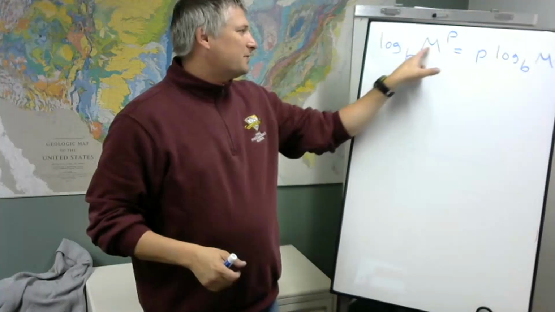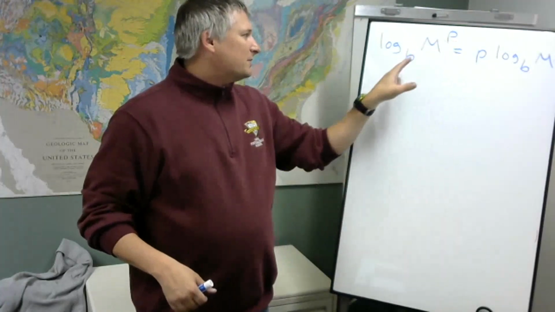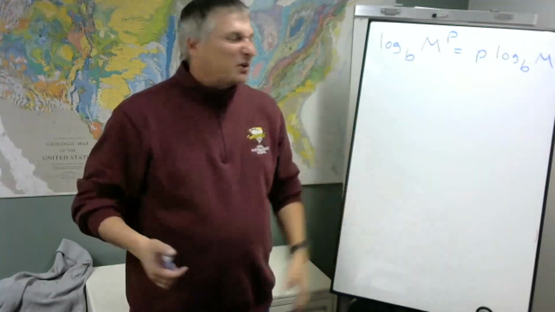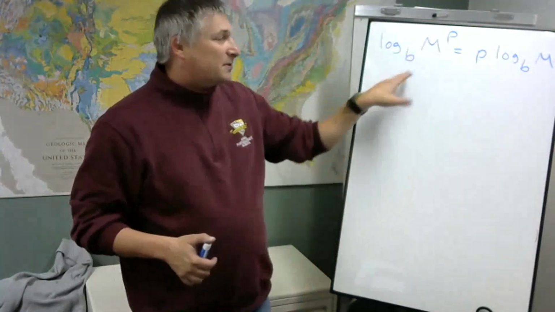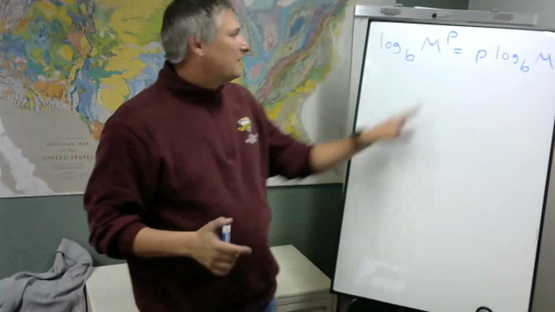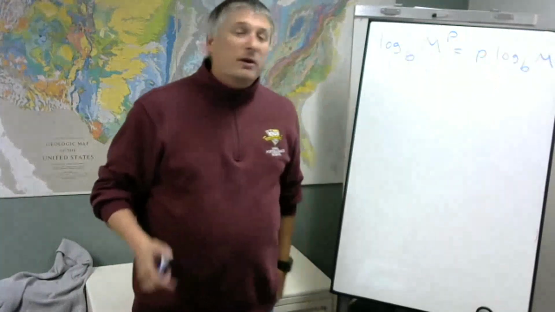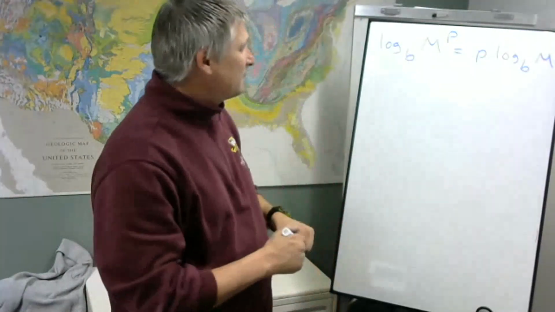It's when the two bases are the same that things cancel. But when it's the exponent itself and the base, that doesn't matter. It's only when the two bases are the same that things cancel. But the point here is this. The exponent will hop down from whatever this is and go in front of your logarithm.